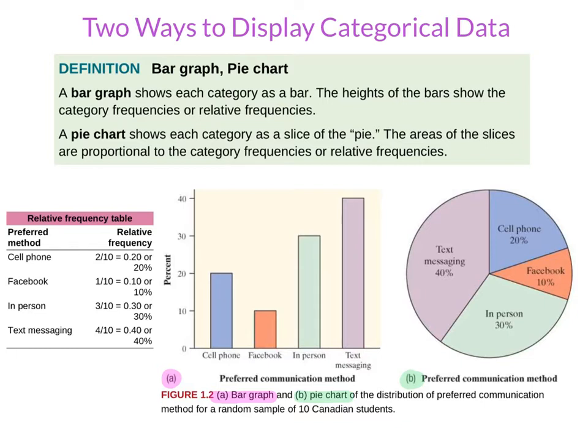So the definition of a bar graph: it shows each category, those variables, as a bar, hence bar graph. The heights of the bars show the category frequencies or relative frequencies. So for example, cell phone is 20%, so it's 20% over here. Facebook was 10%, etc. And a pie chart takes a circle and chunks it up into those relative frequencies as well. So text messaging is the largest chunk there, it's 40%, and then in-person is 30%, etc. So obviously these two represent the same data from this relative frequency table, but 2 different choices as to how you display that data.